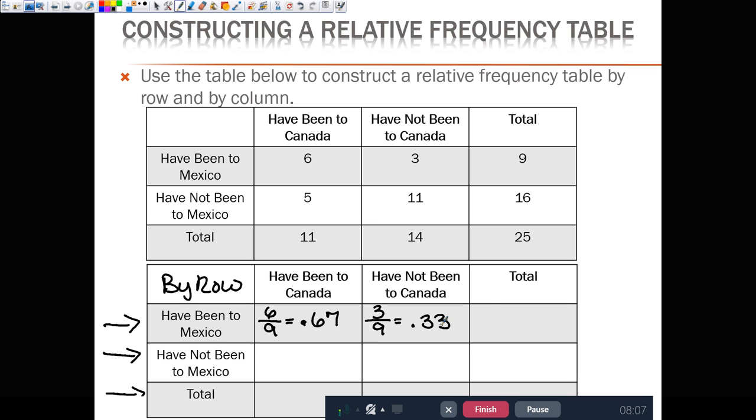And our total will be 9 over 9, which is 1. And if you guys think about it, 0.67 plus 0.33 adds up to 1. Right, so what is going to be my next ratio here of have not been to Mexico and have been, my next ratio right here? 5 over 16. And what is 5 over 16 as a decimal?